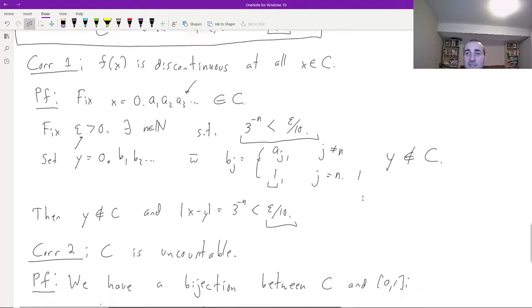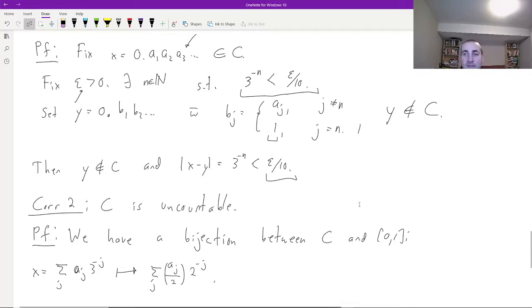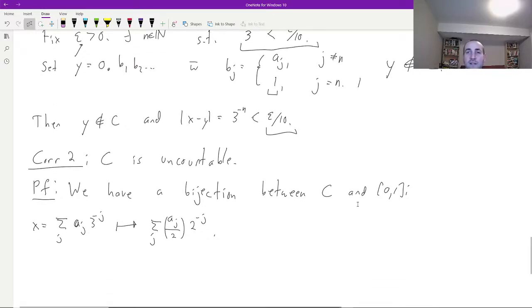Great. So f is discontinuous there, and then the next claim is that C is in fact uncountable, and I can actually give a bijection between C and the closed interval [0, 1]. And here's the bijection. If I write down the ternary expansion for a point x here, then I can map that to this point here, the sum of aj over 2 times 2 to the minus j, and I note that that's actually just a binary expansion of a number in the interval [0, 1]. And because aj here is either 0 or 2, you can immediately see that in fact every binary expansion of a number in [0, 1] is of this form, so this really is in fact a bijection.